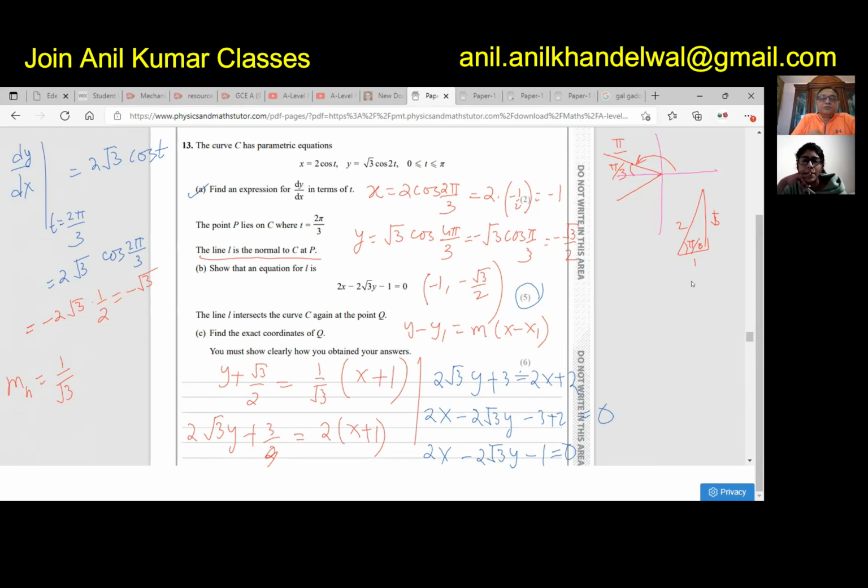Perfect. So we have done this part. Next part is even good. The line L intersects the curve C again at the point Q. So you have this equation of the line, and you have to find the coordinates of Q. How will you do part C?